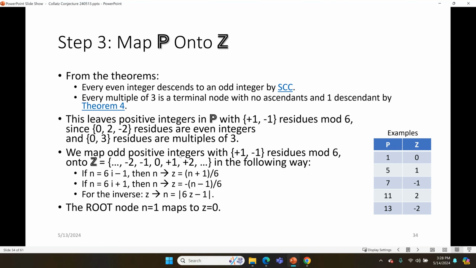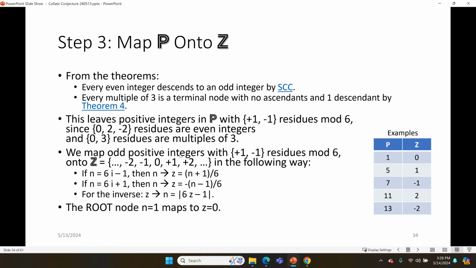If the residue is minus 1, then we're going to add 1 to n and divide by 6, and that's going to be the integer in Z. And if the residue is plus 1, then we're going to subtract 1, divide by 6, and negate the integer. So that's going to be a negative integer in Z. The inverse is easy to do. You just take the signed integer in Z, multiply by 6, subtract 1, and take the absolute value.